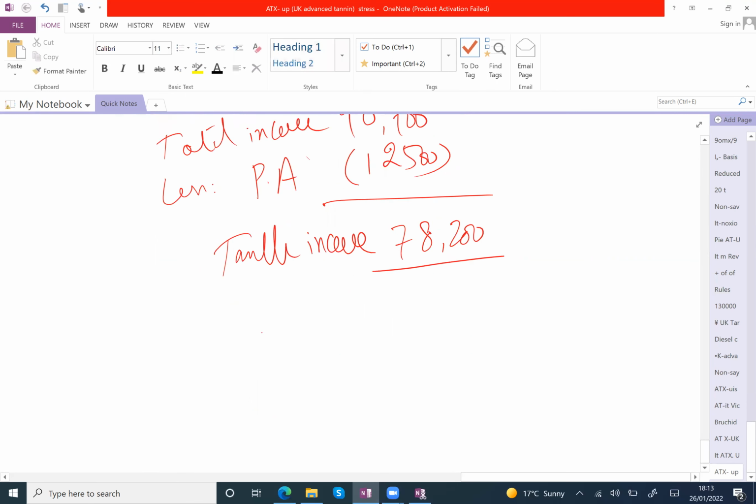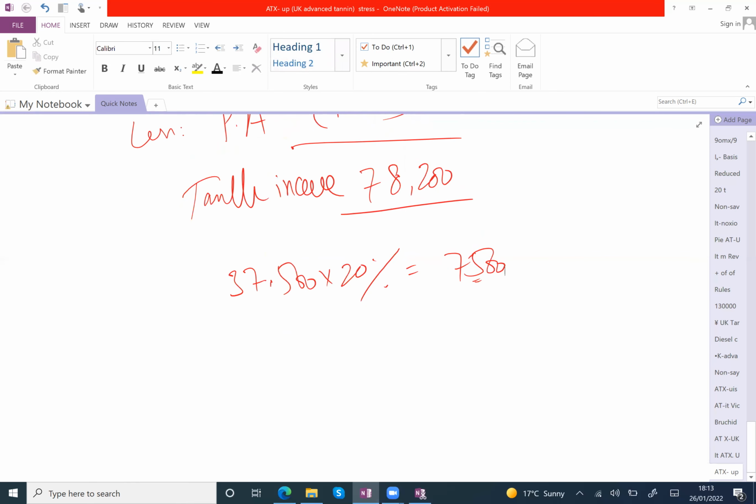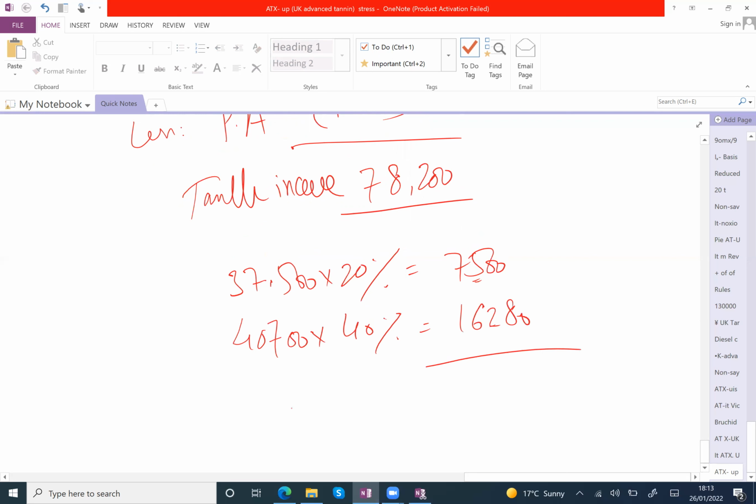Now up to the basic band 37,500, the rate is 20%, which is equal to 7,500. And just remember this 7,500 will always be fixed. The remaining amount will fall in the higher band, which is 40,700 into 40%, 16,280. And total income tax liability will be 23,380.